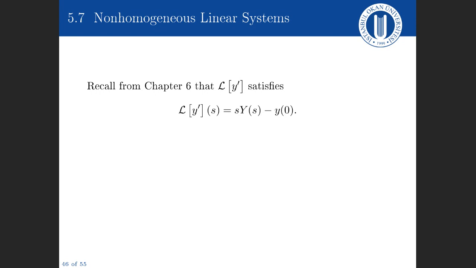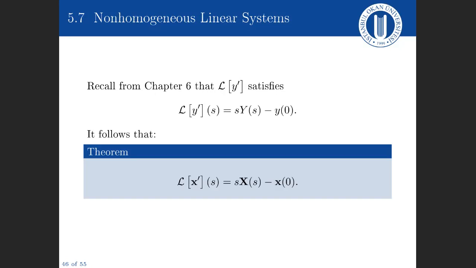You will recall from chapter 6 that the Laplace transform of the derivative of a function satisfies this. Laplace transform of y prime is s multiplied by the Laplace transform of y minus y of 0. We have the same idea for vector functions. The Laplace transform of x prime is equal to s multiplied by capital X minus x of 0. Easy to remember because it's basically the same equation. Why is this true? Because when we do the Laplace transform, we're doing the Laplace transform of each coordinate separately. We're taking the Laplace transform of the first coordinate, we're taking the Laplace transform of the second coordinate, and so on. So, of course, the same formula is true.